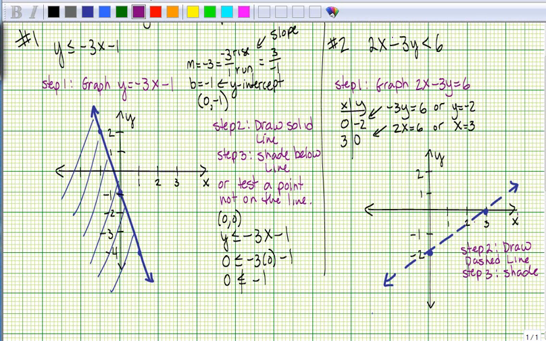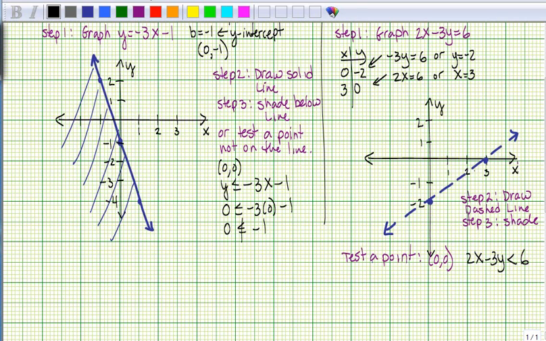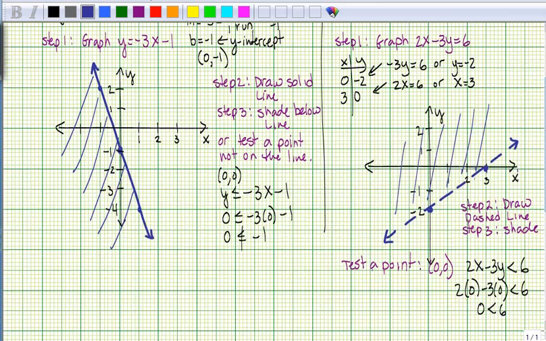To see this, I'm going to do first, this time, the test-a-point method. So I'm going to take my original equation and test the point (0, 0). Again, (0, 0) is not on the line. Plug (0, 0) into my original equation. I get 2 times 0 minus 3 times 0 is less than 6, or 0 is less than 6, which this time is true. So that means that (0, 0) is part of our shading. So the shading is above the line, which was not the original inequality direction. The original inequality was less than.